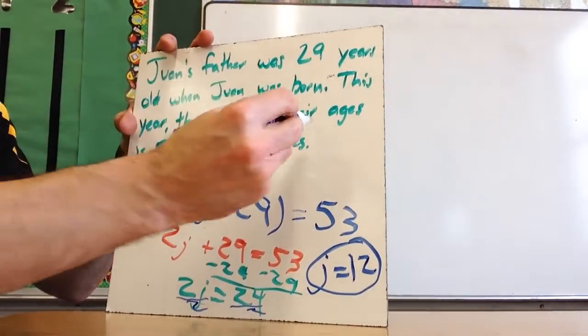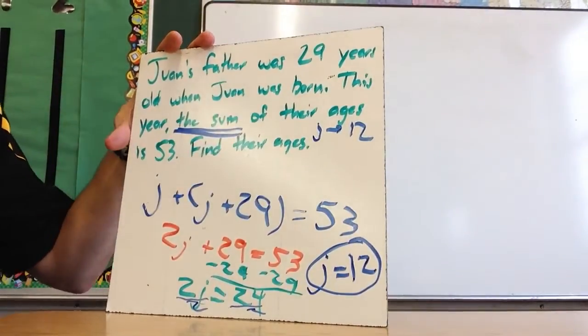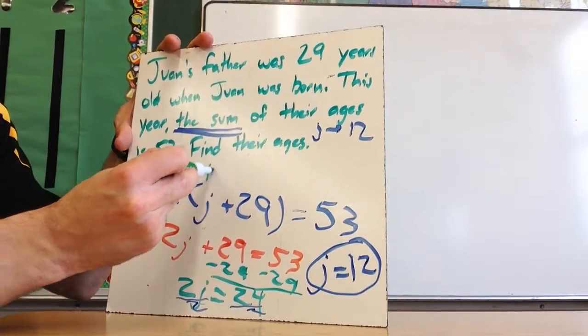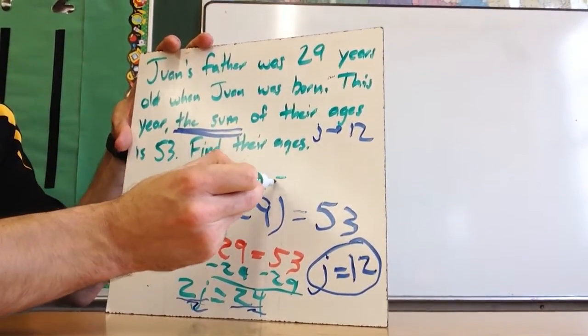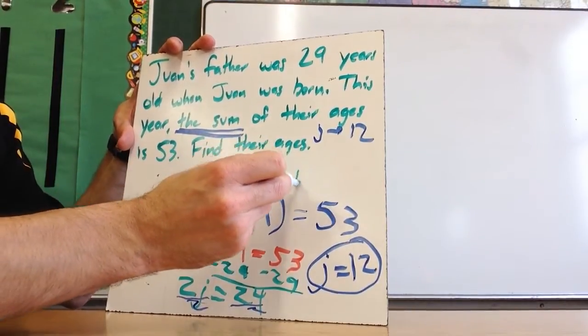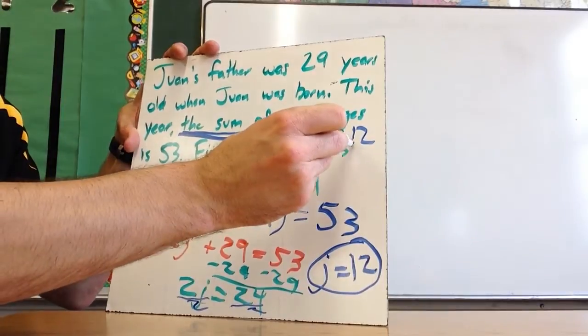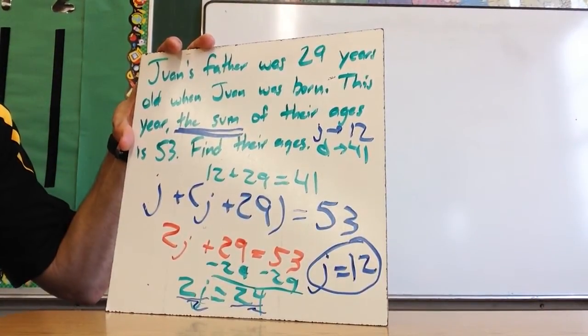But keep in mind that that's not all the question was asking, because it asks for both of their ages. So I know that Juan is 12. But now to find Juan's dad's age, I need to take 12 plus 29. So 12 plus 29 is 41. So I know that Juan is 12 and his dad is 41.